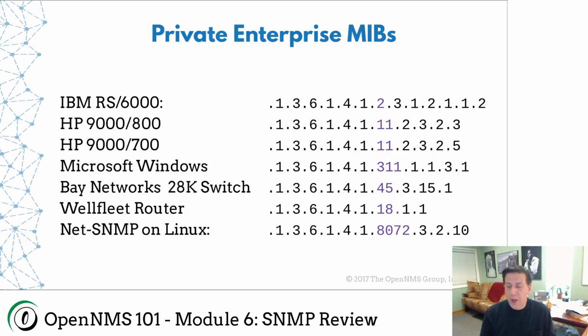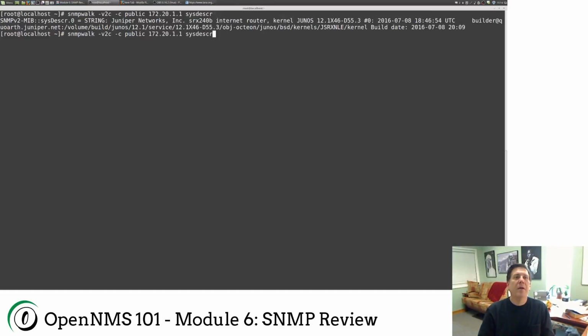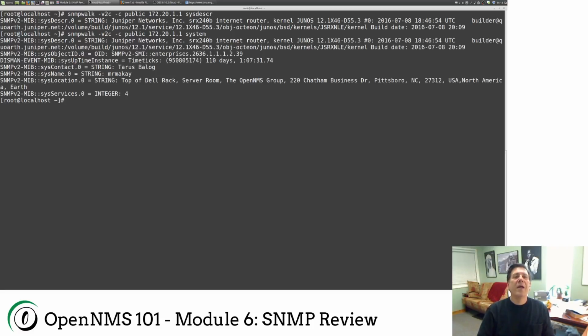Another use of Private Enterprise numbers is in something called the System Object ID. If you look here in the system tree, there's this thing called the System Object ID. And the System Object ID is an object ID that points to another object ID. So if we go back to here and walk down the system tree, you'll see here is the System Object ID. Again, notice it's .0, there's only one.